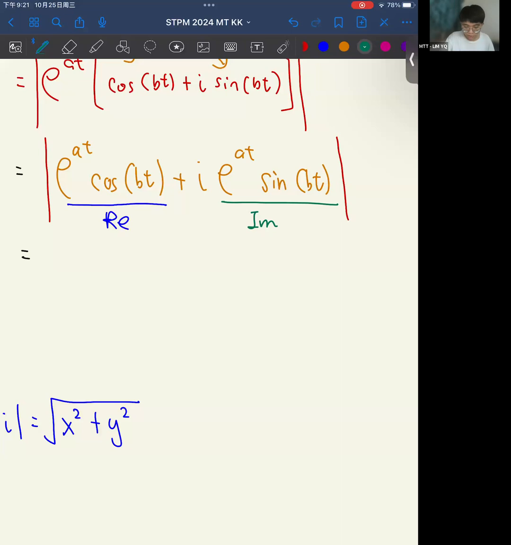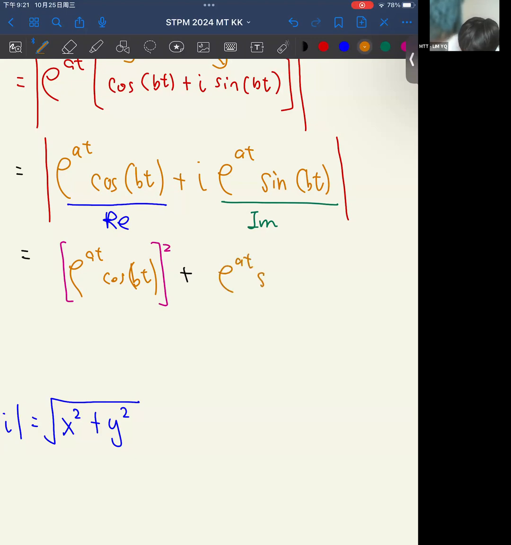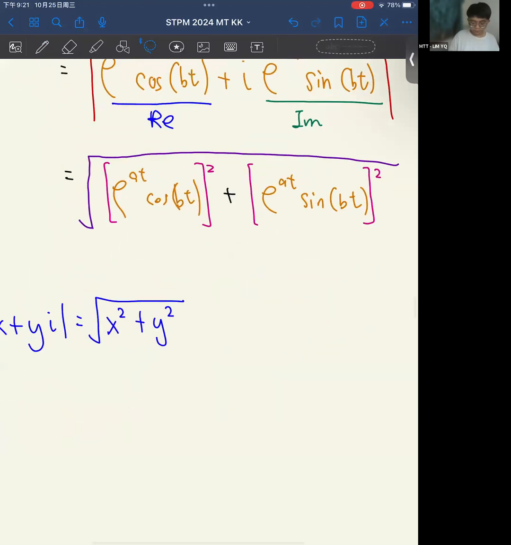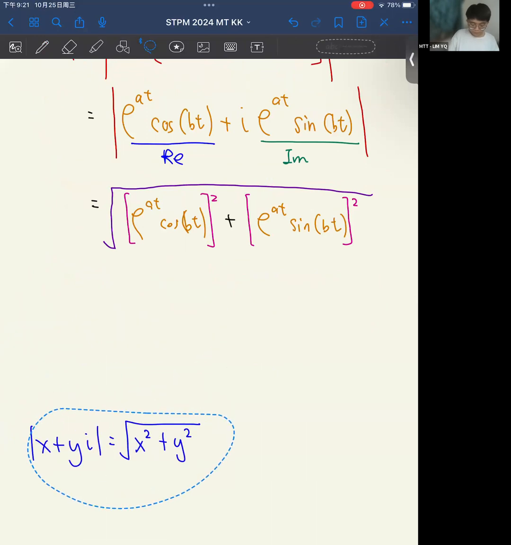Okay, now continue. The real part squared, this part cos BT squared, plus the imaginary part squared. And you take the square root of the number like this. Now simplify. See what your number is.